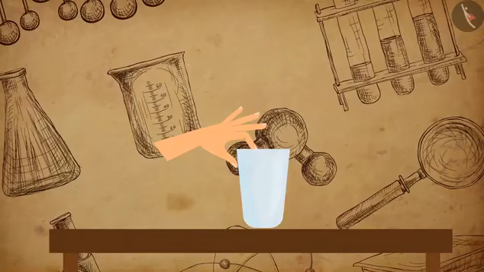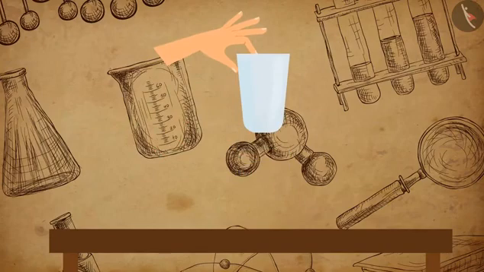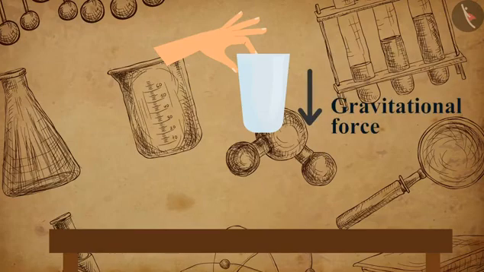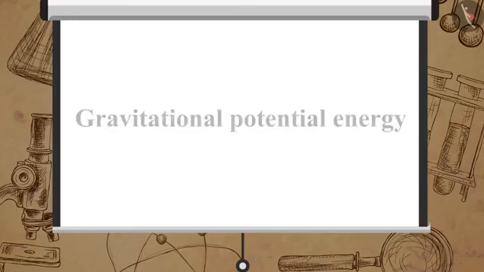Now, let us understand what happens to the potential energy of an object when raised to a certain height. When an object is raised to a certain height, work is done on it by us against gravitational force, due to which an object possesses more energy when raised to a greater height. This energy possessed by the object is termed as gravitational potential energy.